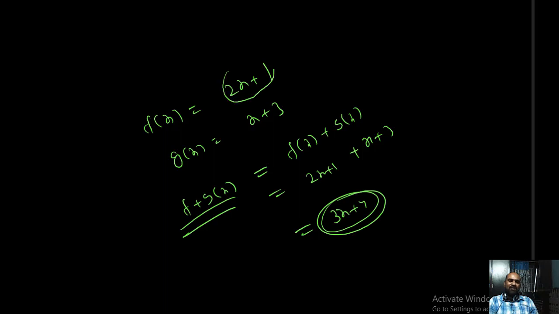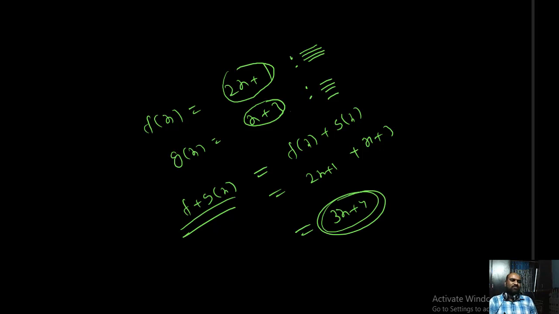Directly you can add the rule of the f function and the rule of the g function to find the rule of the f plus g function when the first function and second function are defined for all real numbers. No restriction, no? Here no restriction for x, here no restriction for x. f of x is given as 2x plus 1, g of x is given as x plus 3, which means both are defined for all real numbers. Then you can directly add and directly get the rule for f plus g of x.